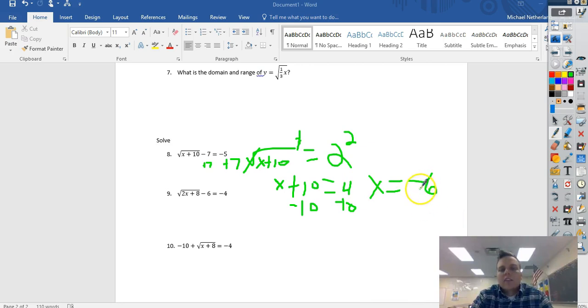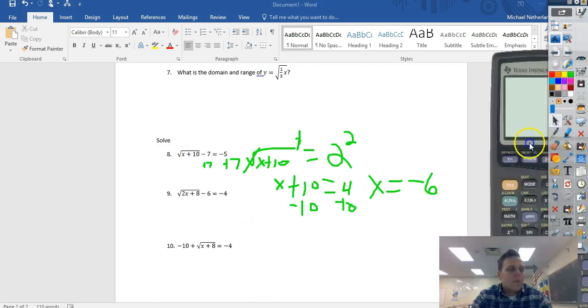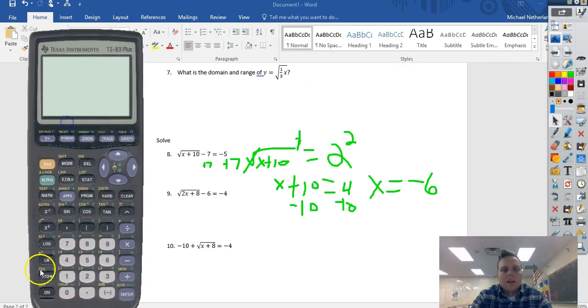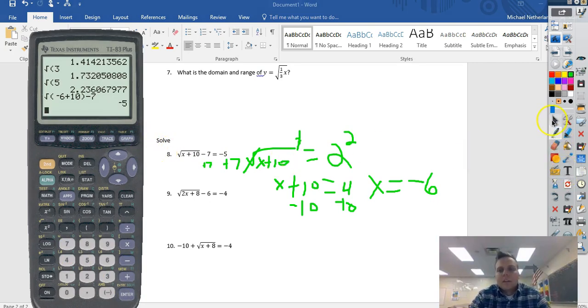Alright, now what you want to do real fast, you want to plug this negative 6 in and make sure it's not extraneous. It's not going to be, because we didn't change functions anywhere. We didn't do anything crazy. It was very simple. But I'm going to go ahead and just be repetitive in plugging stuff in. So, square root of negative 6 plus 10. And you'll notice I'm going to minus 7, and if this works, it should equal negative 5. And it does. So negative 6 is good. All right, next problem.